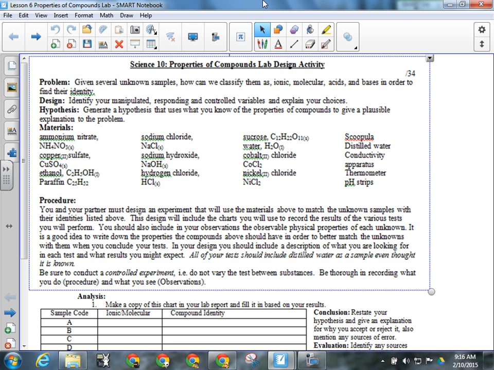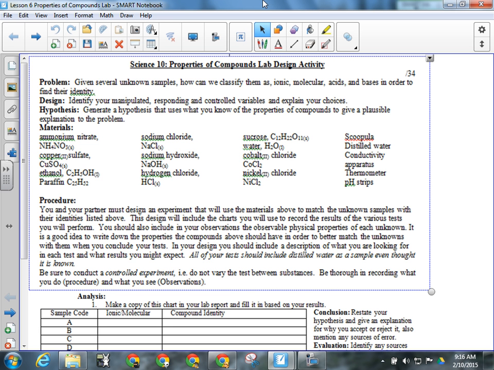Right, human senses. Essentially, we're trying to use their physical properties to identify them. So you've got to find some way to put that in the form of a question. How are you going to do that? That's going to be your job when you're writing out the problem. Put that in the form of a question.